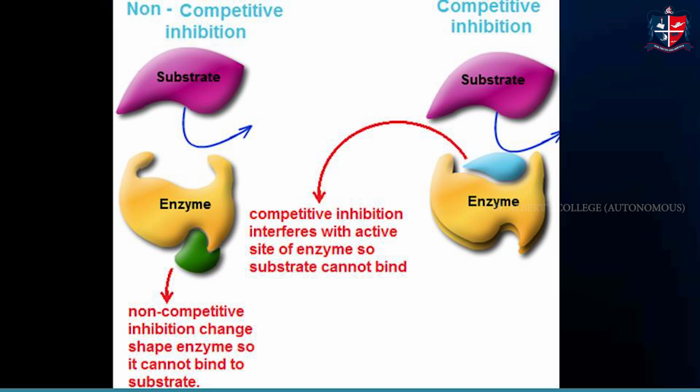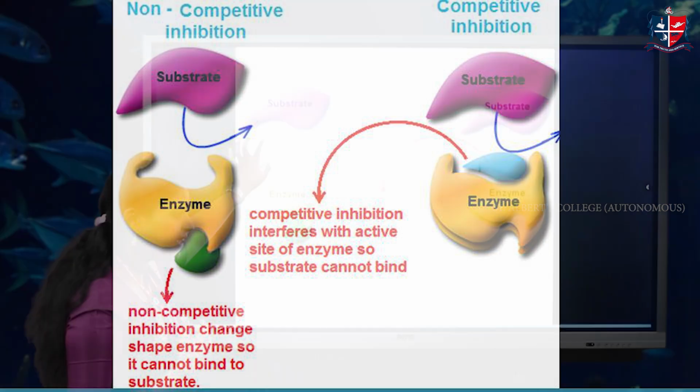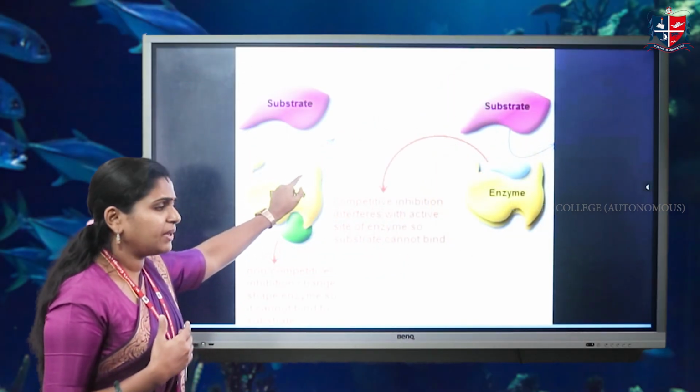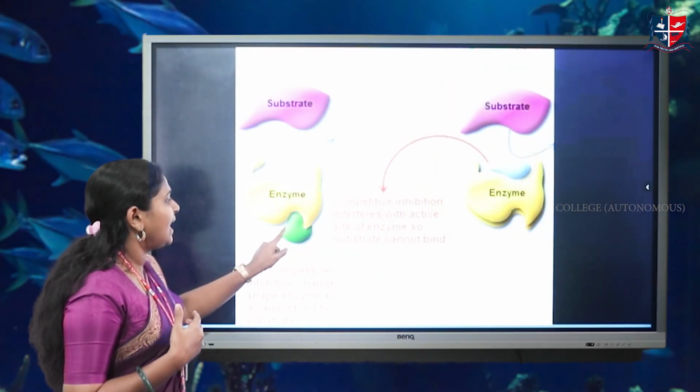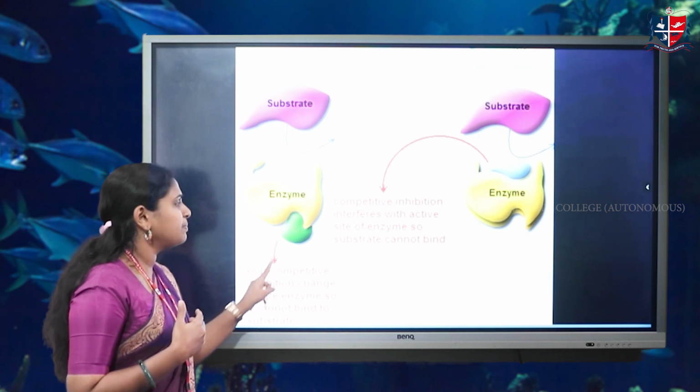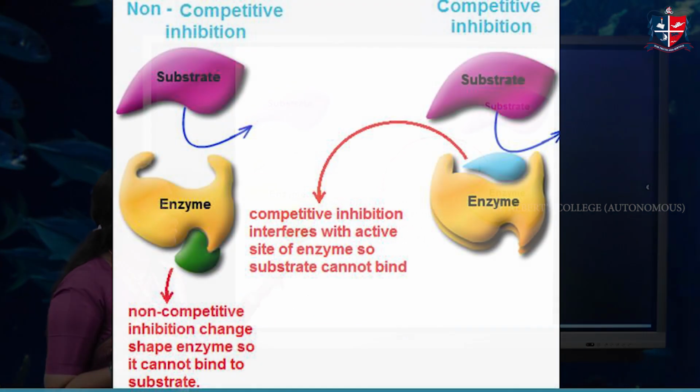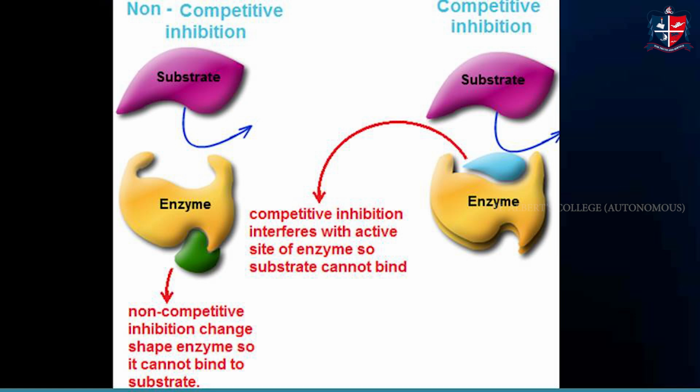Coming to their reaction or structure, this is a normal reaction, without inhibition. Here the first one is non-competitive inhibition where the enzyme and substrate are present. This is the active site, but in non-competitive inhibition, this is the allosteric site where the inhibitor binds. This is the active site of the enzyme, but the active site is not the site where the inhibitor is binding; that is the allosteric site.